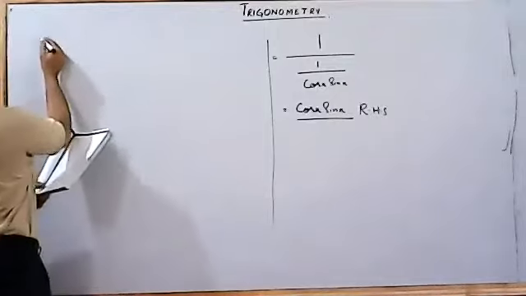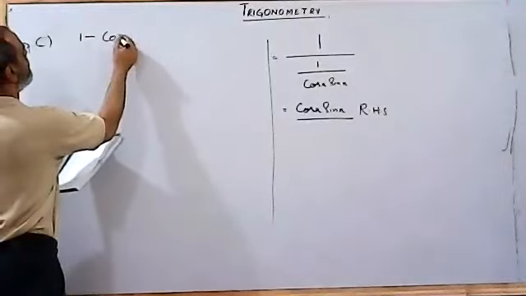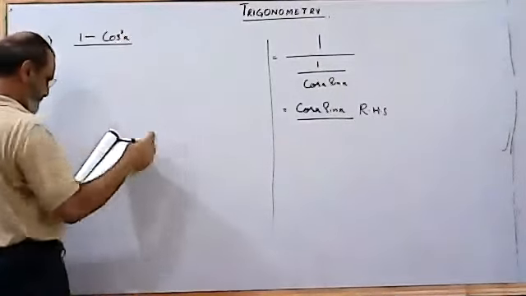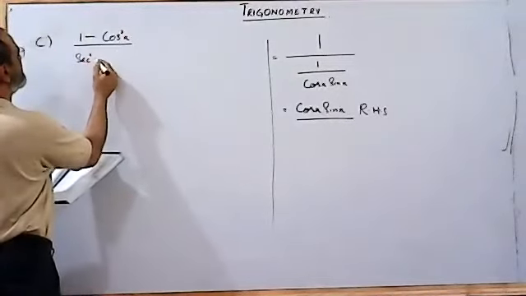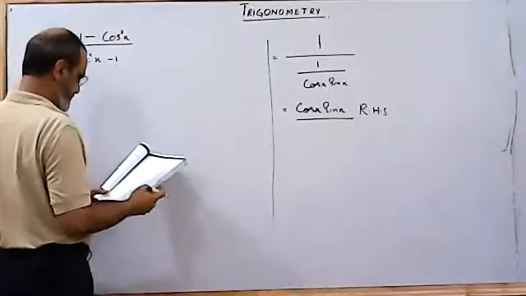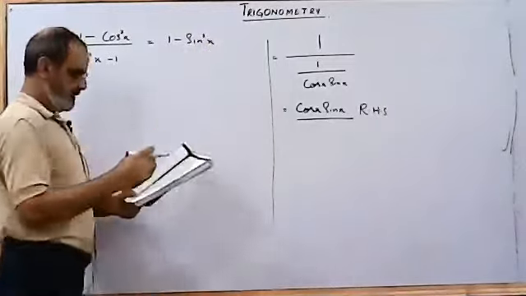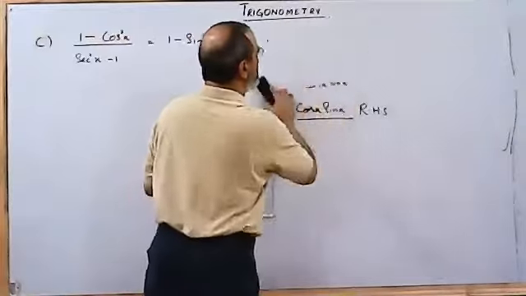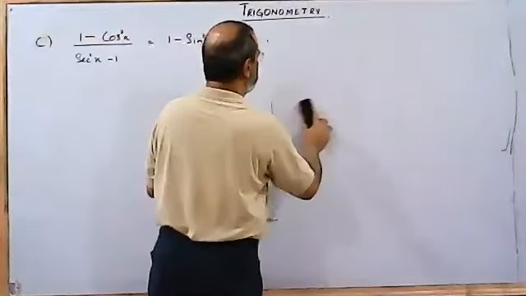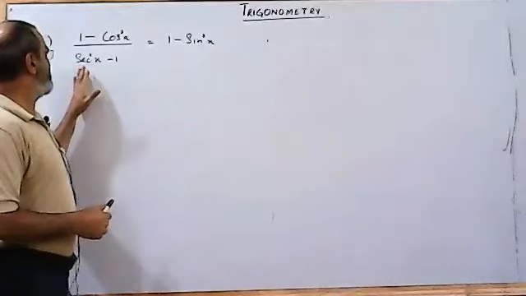C part says 1 minus cos square x over secant square x minus 1 is equal to 1 minus sine square x. So again, I'm going to start with the left hand side because it has the greater number of terms. So 1 minus cos square x over secant square x minus 1.